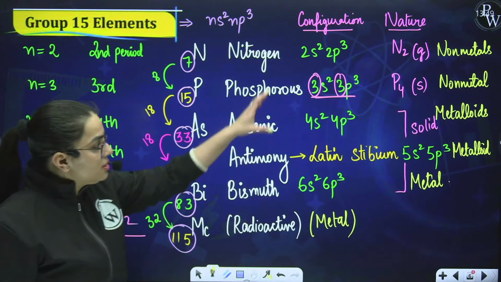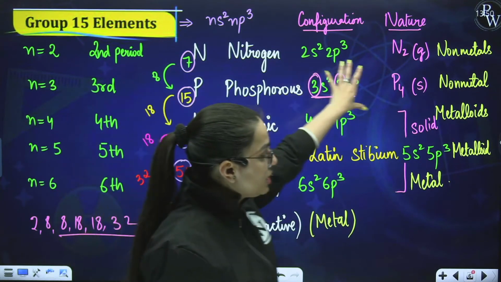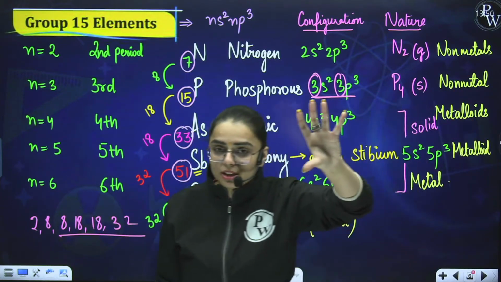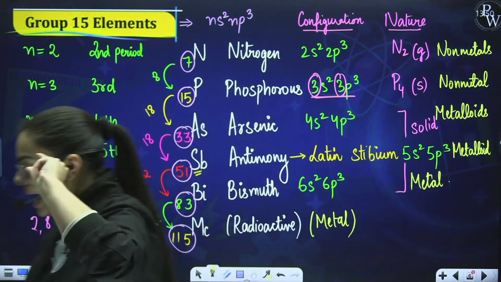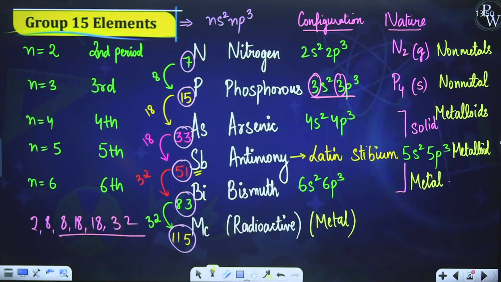So these two initial ones, nitrogen and phosphorus, are non-metals. Then comes the metalloids and then the metals. I am giving you 1 minute so that you can write it down. Kindly write it down, my dear students, so that we can proceed further.